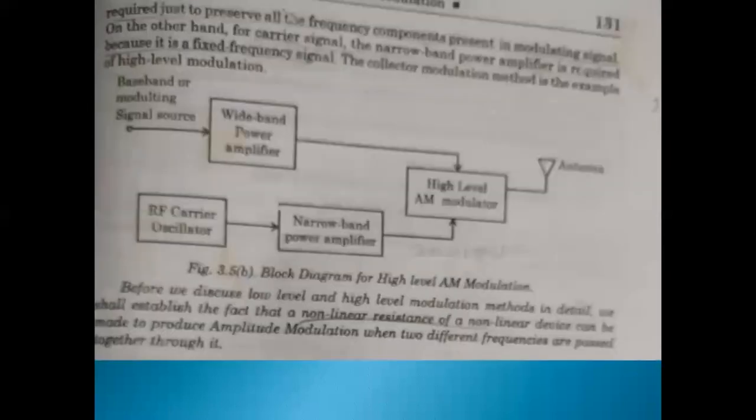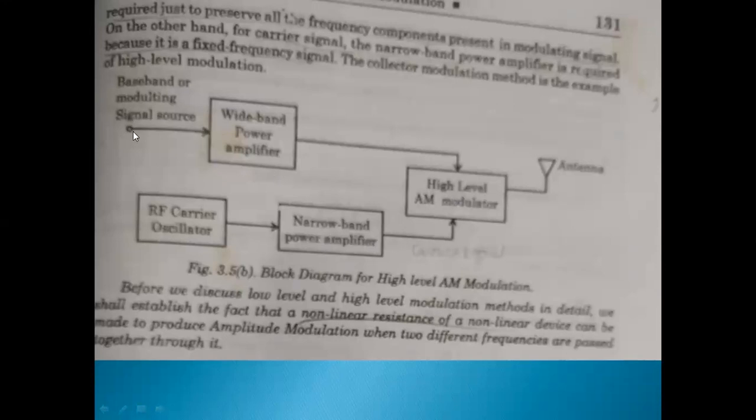Then we go to high level AM modulation. In high level AM modulation, the baseband signal is given to a power amplifier, that is the wideband power amplifier, and the power amplifier output is given to the AM modulator, that is the high level AM modulator. Again, the RF carrier oscillator generates the carrier signal, which is given to a narrowband power amplifier, and then to the AM modulator.